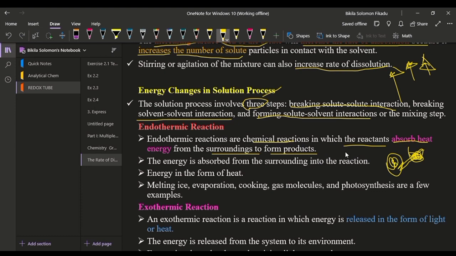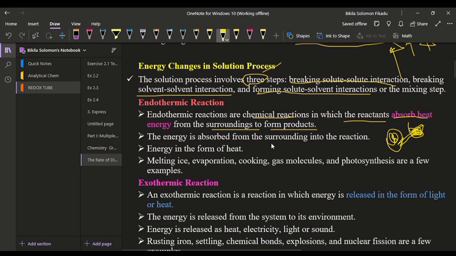So the energy is absorbed from surrounding into the reaction. So energy maal ta'a?